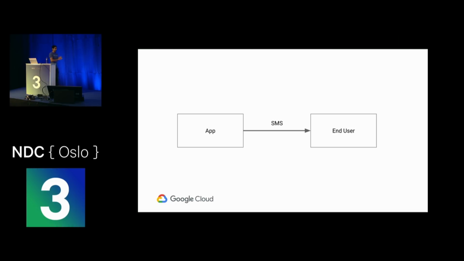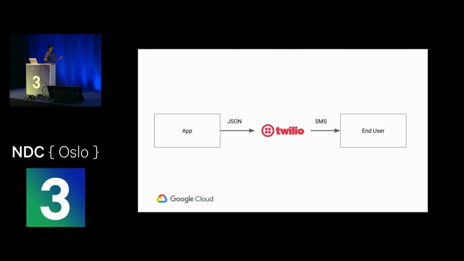So let's look at an application that wants to send an SMS to an end user, right? So your app, you might write this SMS functionality yourself. Sounds like a waste of time to me. In fact, there's a great company in the Expo booth that'll do it for you called Twilio. So you can go talk to them instead, and basically you can just use their API. You send them a bunch of JSON, and they will send the SMS to your end user on your behalf.